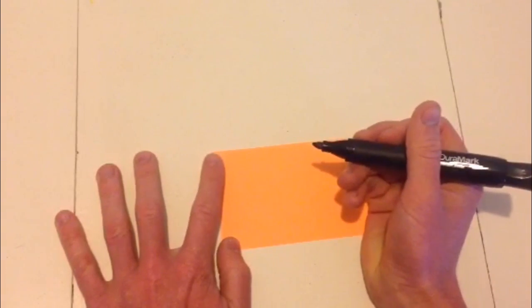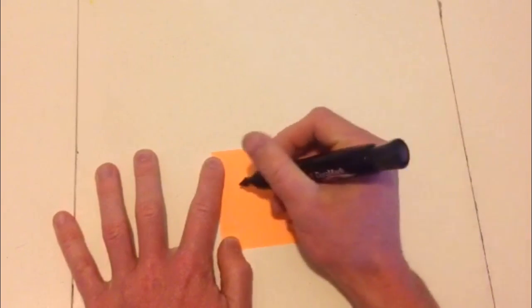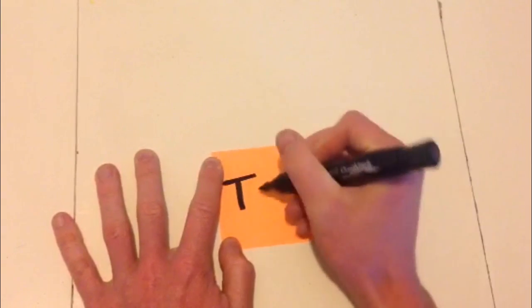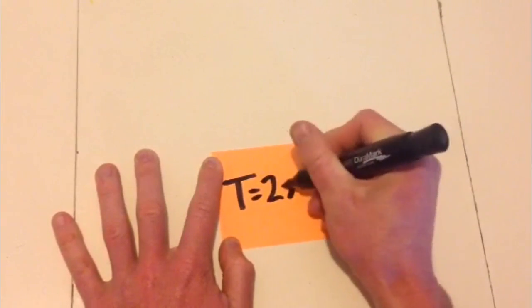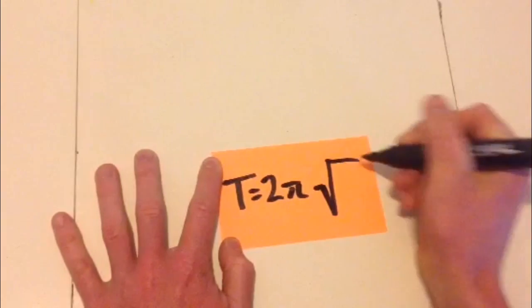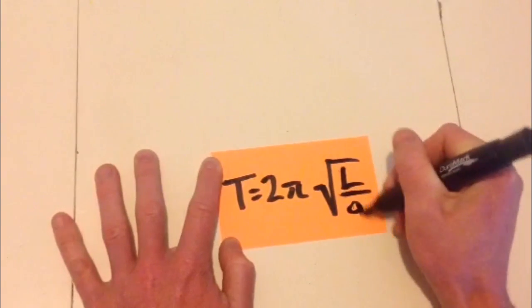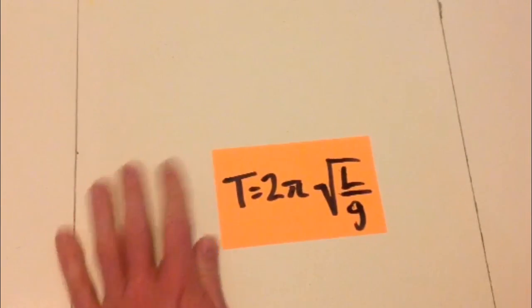Hey, I'm Patrick, the physics teacher, and today we're looking at pendulum physics. As we remember from class, the period of a pendulum is described by T equals 2 pi square root of L over the acceleration of gravity.